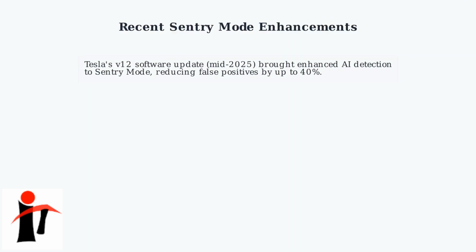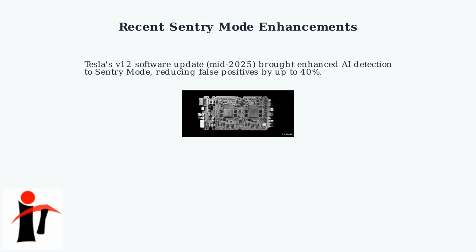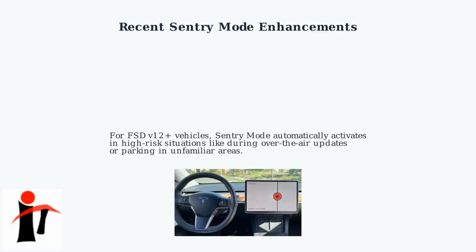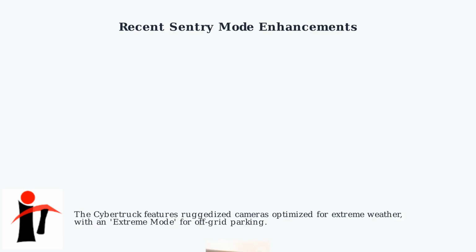Tesla's V12 software update from mid-2025 introduced enhanced AI detection for Sentry Mode, cutting false positives by up to 40%. The system now better distinguishes between harmless activities like wildlife and real threats such as break-ins. Vehicles equipped with full self-driving version 12 and above now see Sentry Mode activate automatically in risky scenarios, such as during over-the-air software updates or when parked in unfamiliar locations. The Cybertruck includes ruggedized cameras built for harsh weather conditions, along with an extreme mode designed for extended off-grid parking.